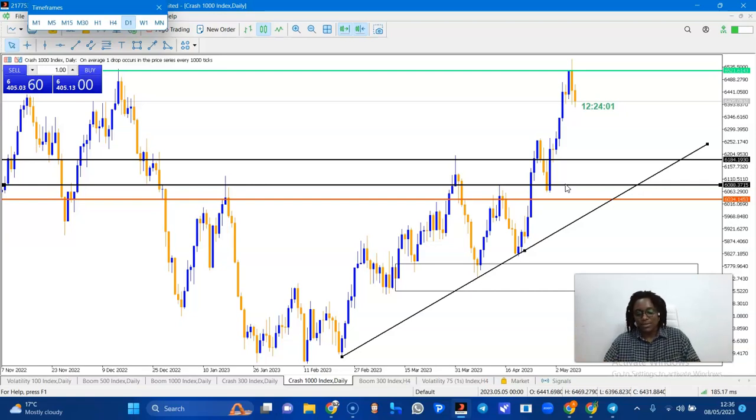So if we're doing that mathematics now, if we're calculating, say let's say $60, that's like $300 in profits, right? Which was good as well. I mean, it was risky at first, but it ended up becoming a very good trade and all that. So that's my analysis on Crash 1000.